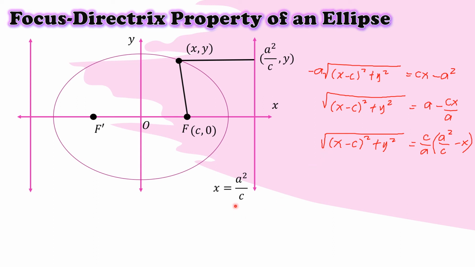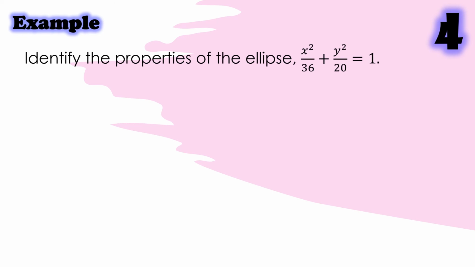The line x is equal to a squared over c is the directrix corresponding to the focus (c, 0). It would be easy to show that the point (negative c, 0), or the F prime, and the line x is equal to negative a squared over c constitute another focus and directrix. This fact, however, is geometrically evident from the consideration of symmetry. Let us have example number 4. Identify the properties of the ellipse x squared over 36 plus y squared over 20 equals 1.